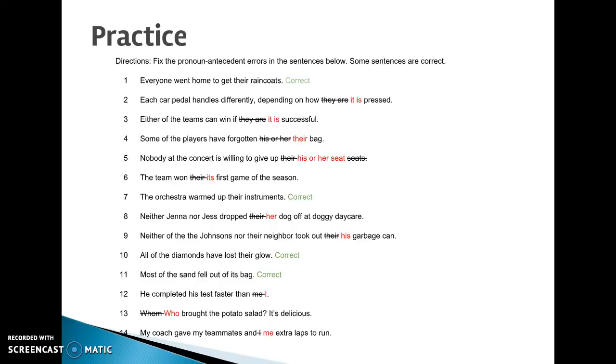Neither the Johnsons, sorry for the typo, nor their neighbor took out his garbage can. Remember, nor separates. Neighbor is closest to the pronoun, so we would agree with neighbor. Again, we could only use his if we knew that the neighbor was male identifying.